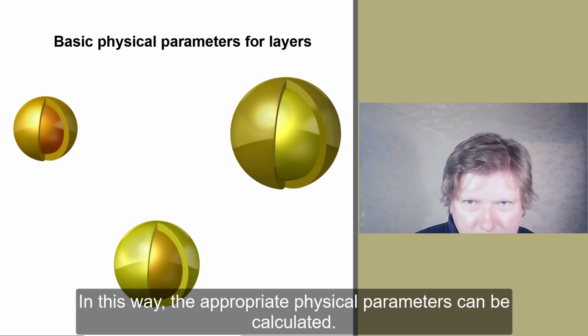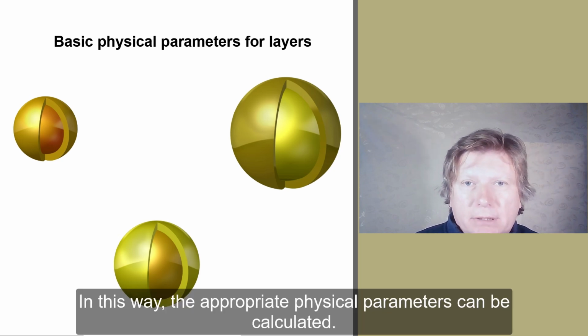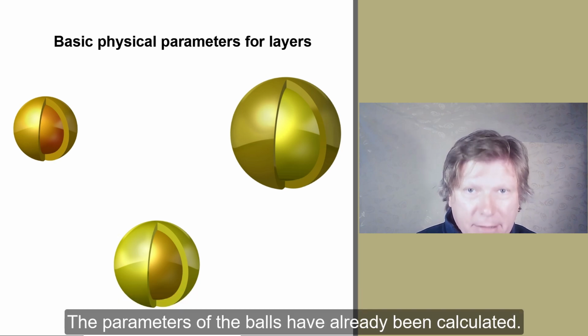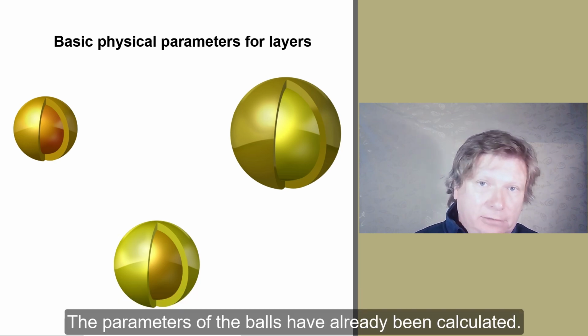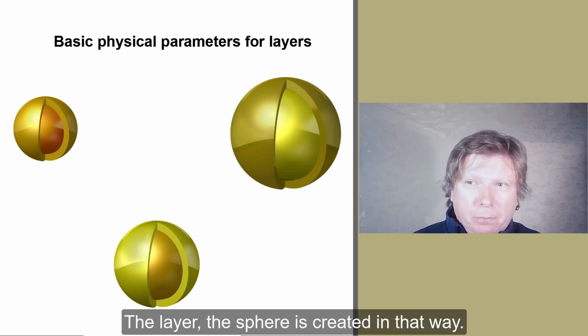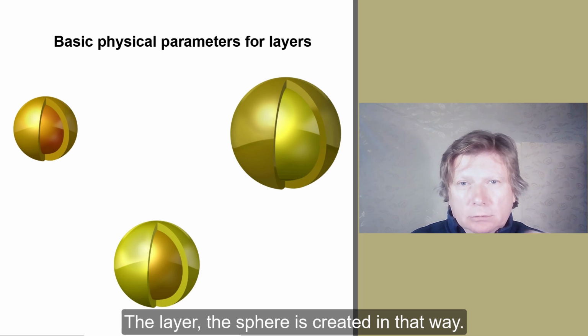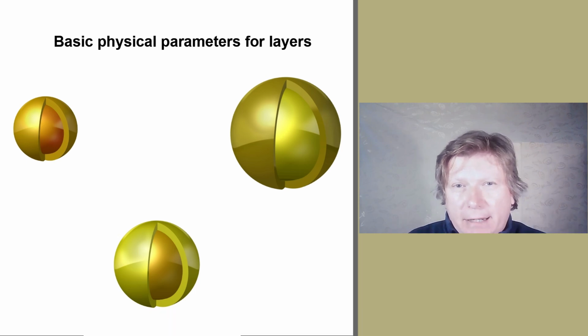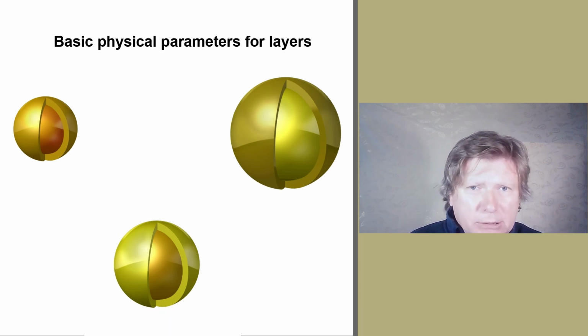In this way, the appropriate physical parameters for the layers can be calculated. The parameters of the balls, the primitives, have already been calculated. Larger body minus smaller body, the layer, the sphere, is a shell, created in that way. And each of the parameters can be calculated this way.